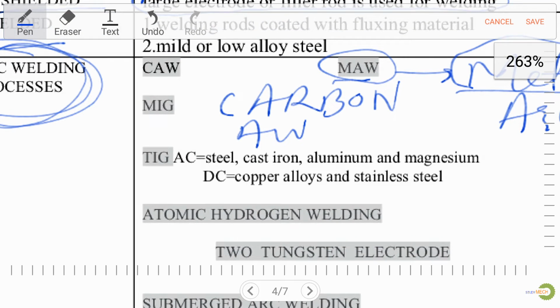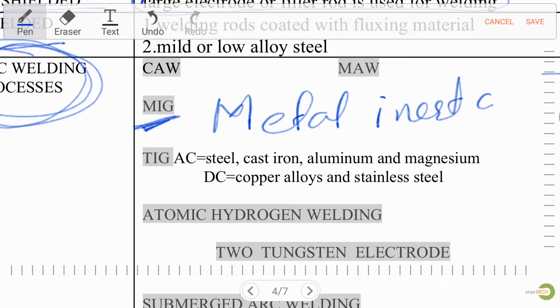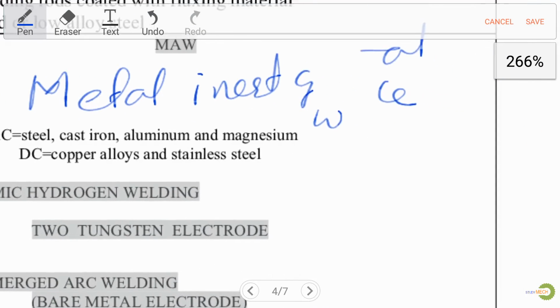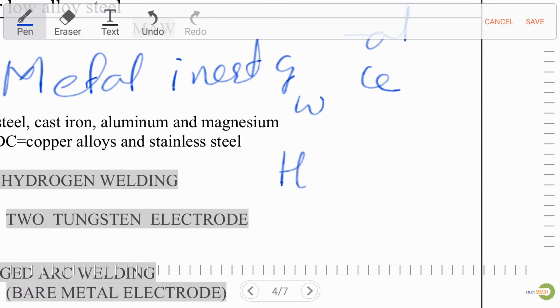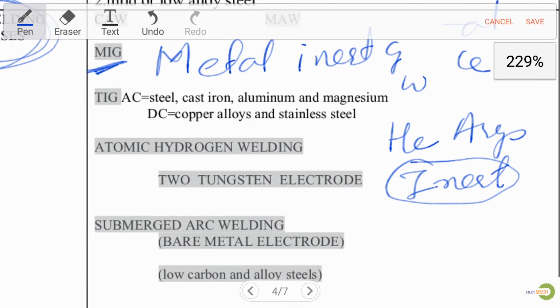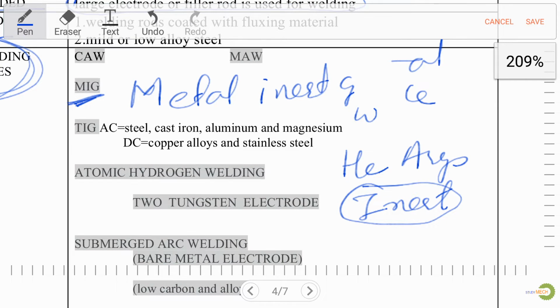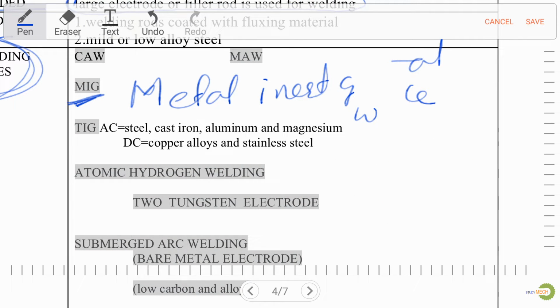Now next is MIG. MIG stands for metal inert gas welding. Now the inert gases that we are using here are helium and argon. Remember, helium and argon both are inert gases. Inert gas means non-reacting gas. Now one more thing that we have to remember for metal inert gas welding is that it is a consumable electrode process.